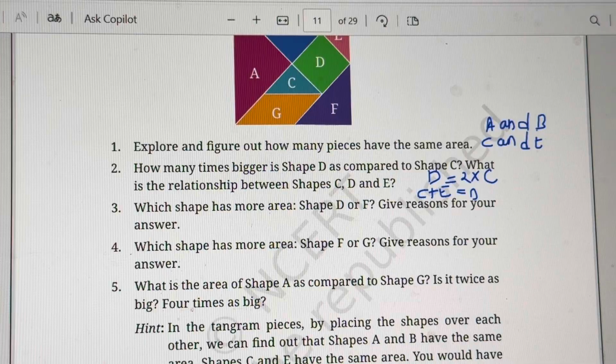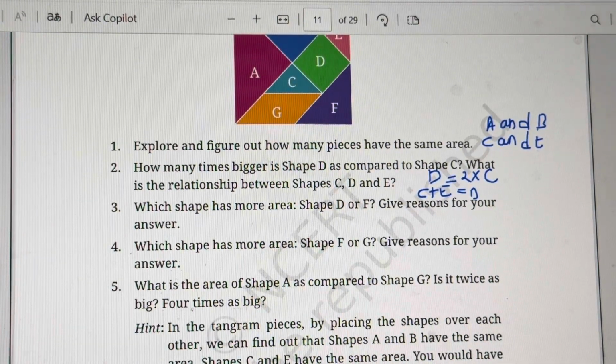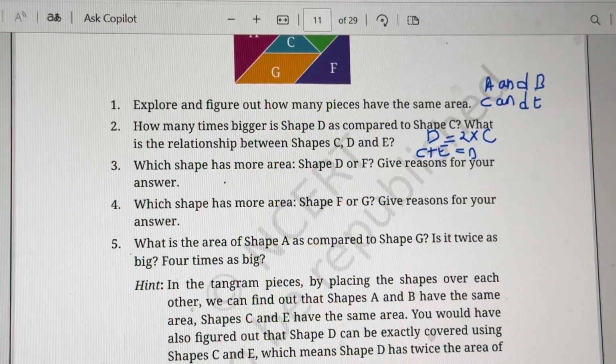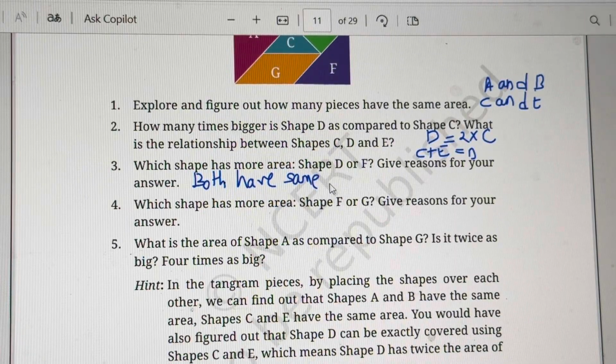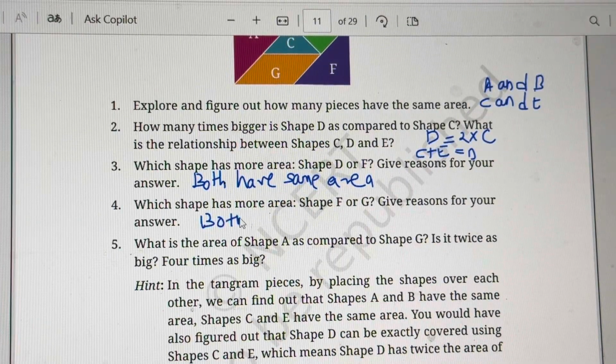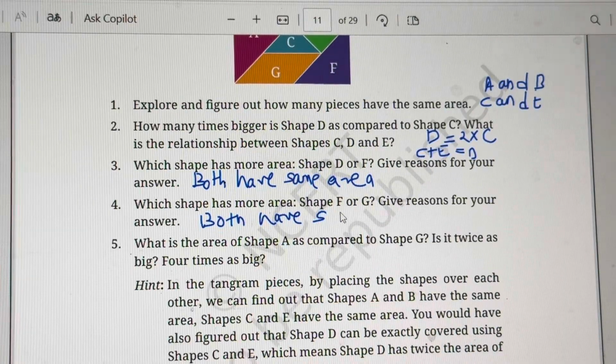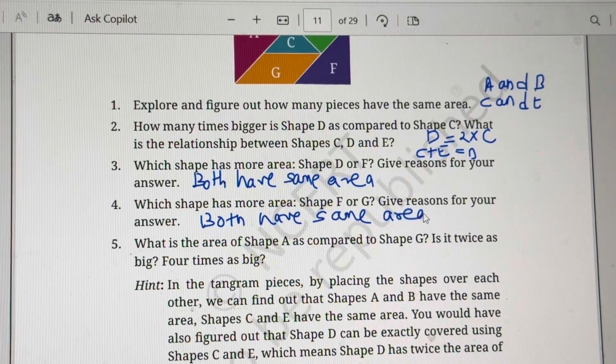Question number 3. Which shape has more area, D or F? We have already explored, we are just writing answers over here. We saw that both have same area. I justified the answer by overlapping, because both were overlapping each other. Then answer number 4, which shape has more area, F and G? Here also they both have same area. Again we can justify our answer by overlapping.